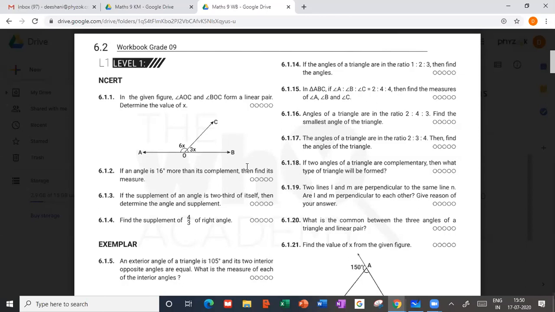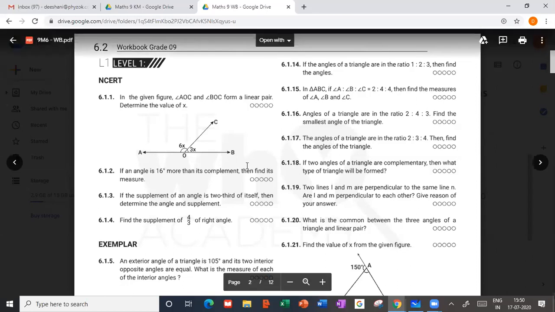Okay, cool. So the first question: in the given figure, angle AOC and angle BOC form a linear pair. Determine the value of x. Yes, go ahead. Ma'am, 6x plus 3x. Ma'am, x equals 20 degrees.